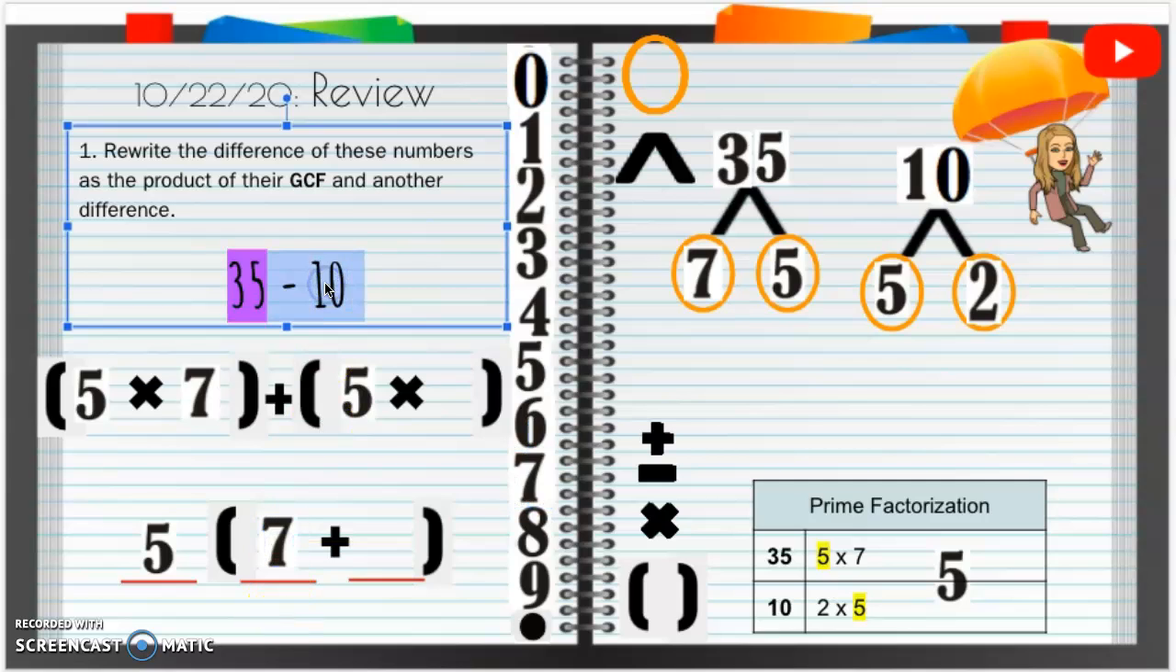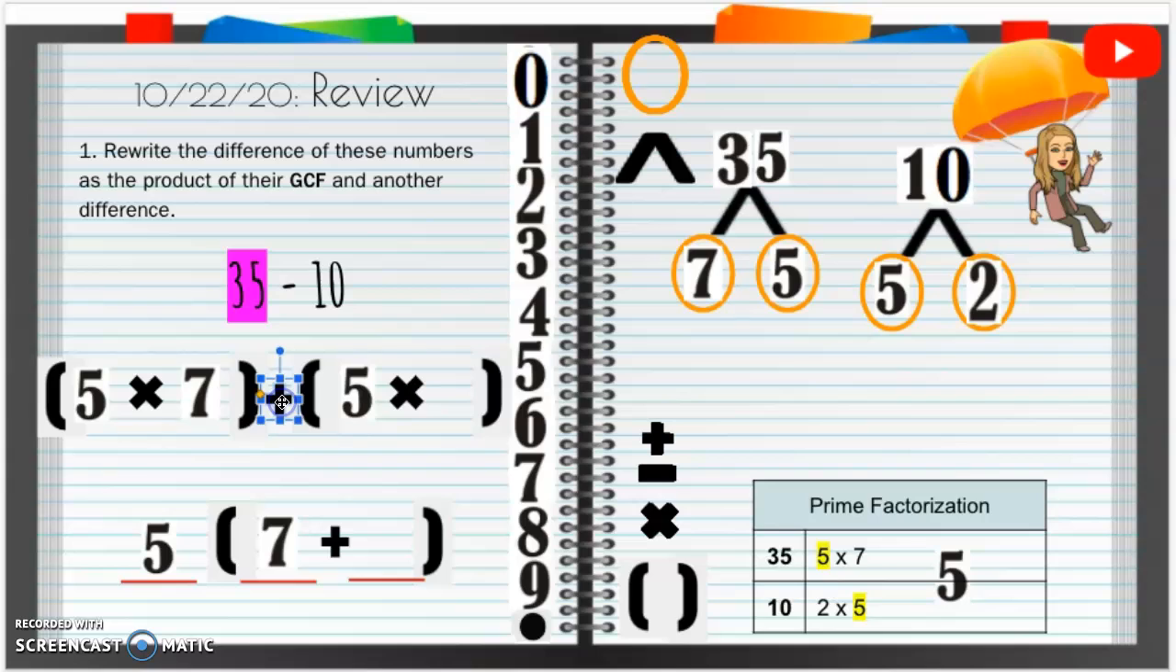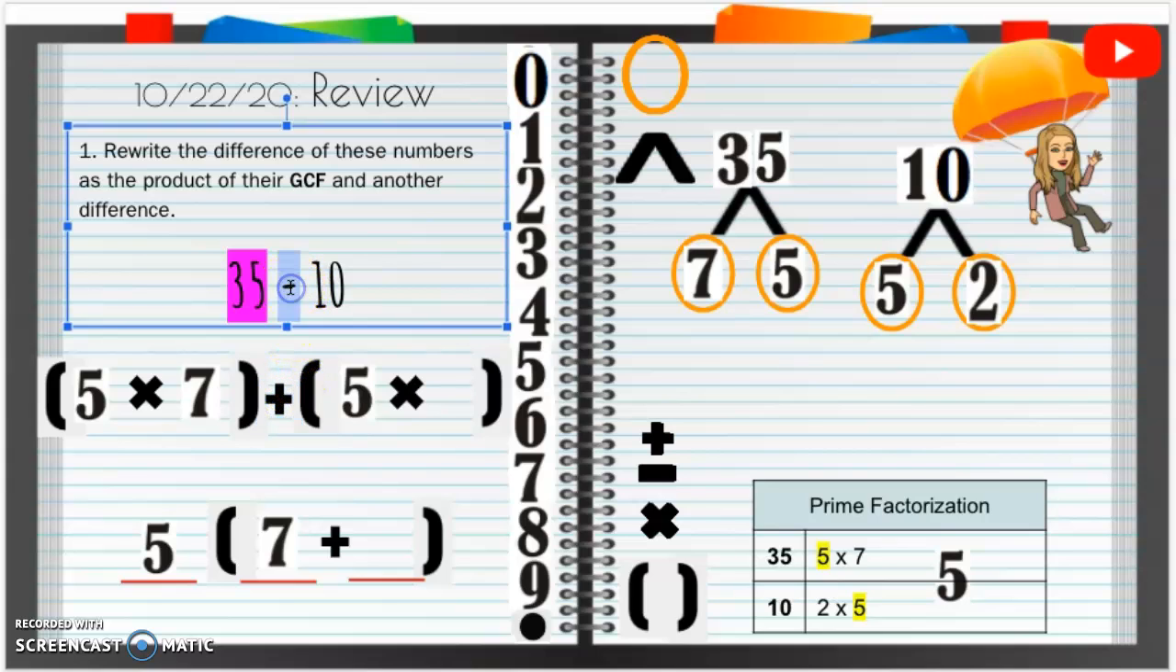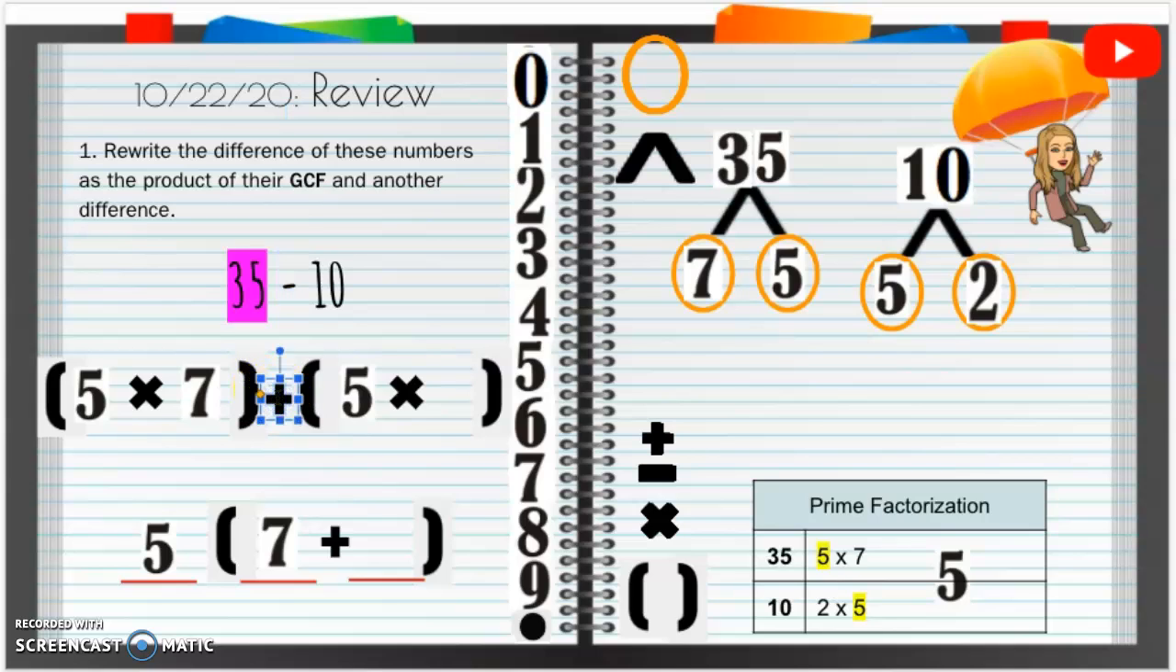Now, let's take a look at 10. Oh, I did do something wrong here too. What else should I look at? We need to check the middle symbol. So this middle symbol is a subtraction. So we are going to keep that subtraction sign. So it's not going to be addition here. It is going to be subtraction. So that's one thing we need to pay attention to. So we are going to have that minus in there.